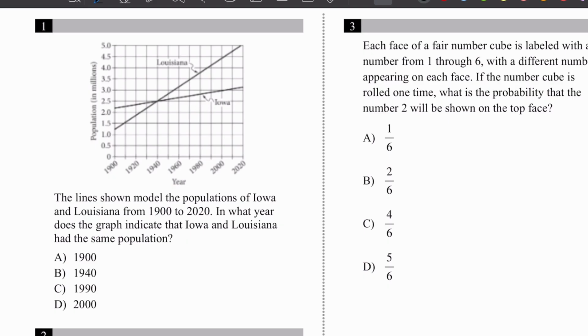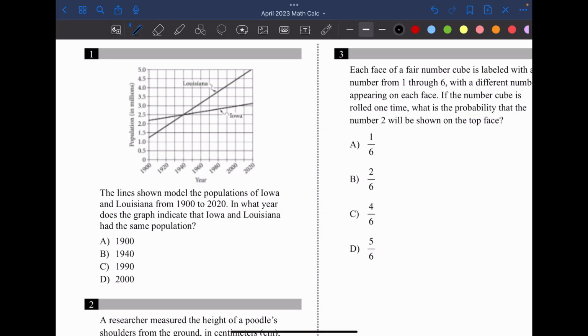So question number 1, we have a graph here, and it says the lines shown model the population of Iowa and Louisiana from 1900 to 2020. In what year does the graph indicate that Iowa and Louisiana had the same population? So, for something to have the same population, we have two lines here, I'm going to do them in red. We have this line and this line. If we want to find out when they had the same population, it's going to be at the point where they meet or when they cross, because at this point, they have the exact same y value.